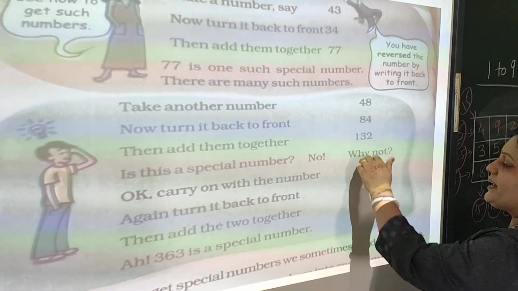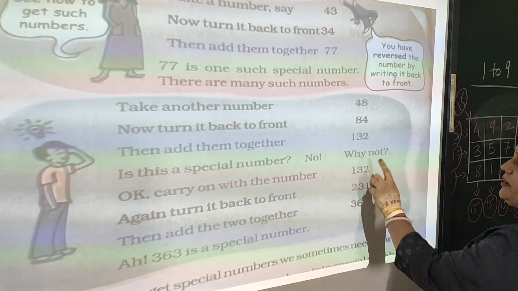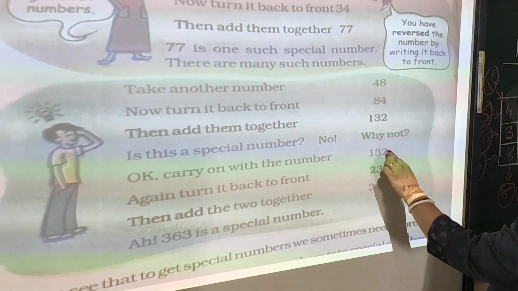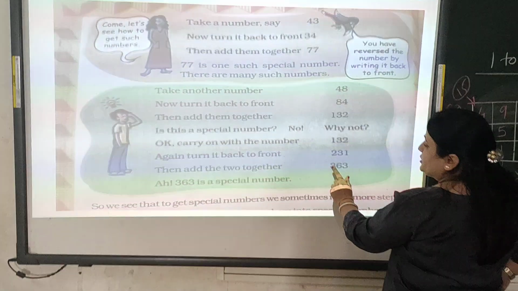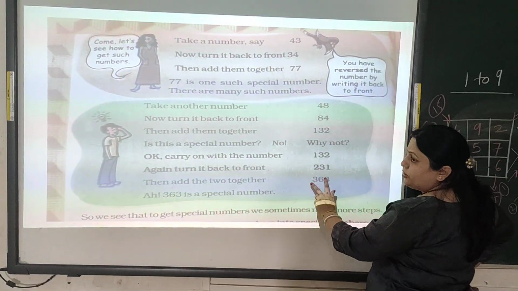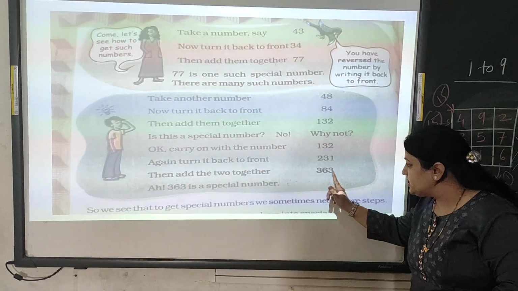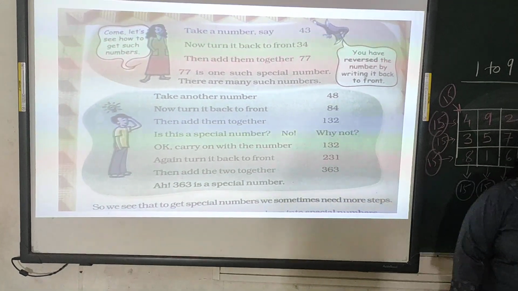Okay, so we will carry on again with the same number. 132, if we turn it, will become 231. Now 2 plus 1 is 3, 3 plus 3 is 6, 2 plus 1 is 3. So 363. Now if we turn the places of the digits, we get the same number, 363. So 363 is a special number.